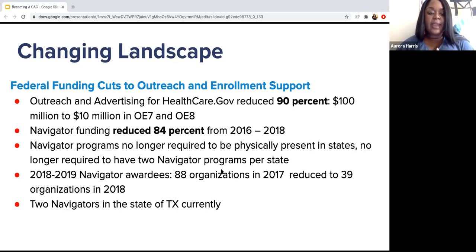So what we're looking at right now is that we have 2 navigators in the state of Texas currently. One is here in Houston called Change Happens, right there in 3rd Ward. But basically, we have completely seen a changing landscape where the ability for folks to get help and service for healthcare.gov has completely been cut. We've just got one group, Change Happens, that's a navigator here in Houston. And so the Certified Application Counselor program is a really incredible way to make up for all of these cuts that have been done over the past couple of years.